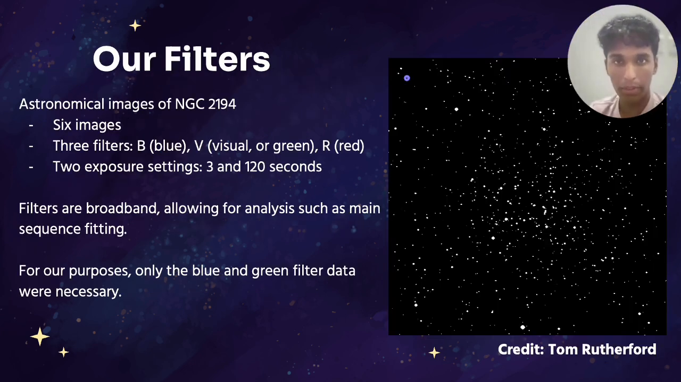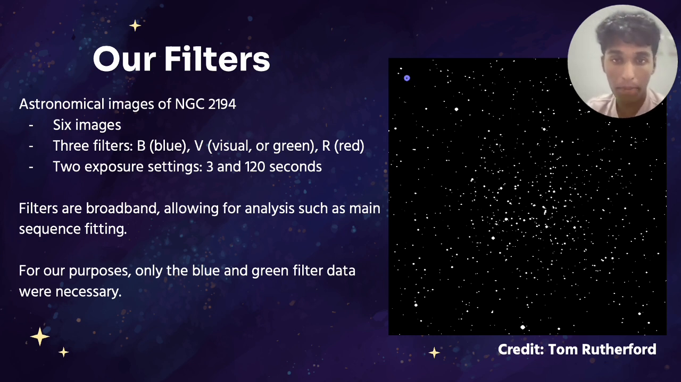We used astronomical images of the open cluster NGC 2194 provided by astronomer Tom Rutherford. We had 6 total images, each taken with one of 3 different filters: B for blue, V for visual or green, and R for red. And each image was taken with 2 different exposure times, one being 3 seconds and the other 120 seconds. And this was done in order to capture both the bright and the faint stars. The one that can be seen on the right is a 120-second exposure of V.